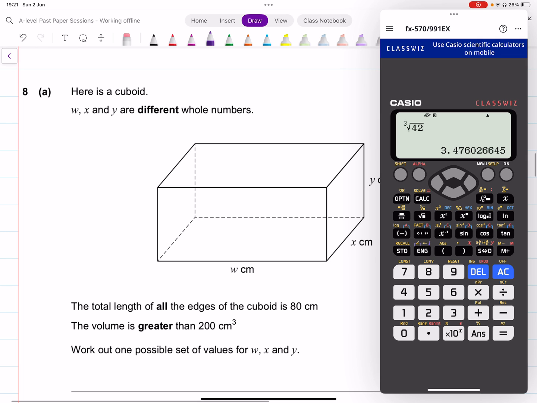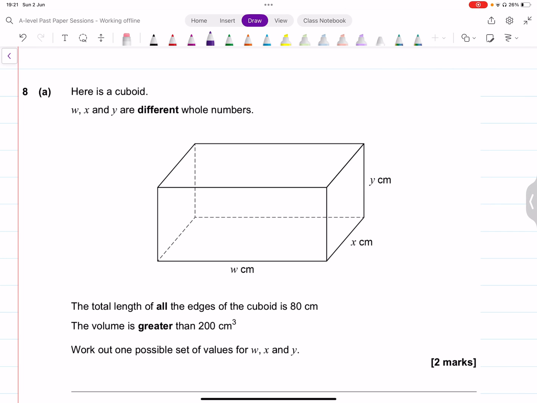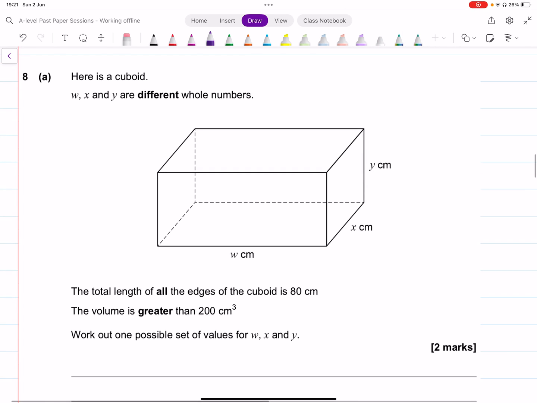Okay, let's move on. Now we've got a cuboid. W, X, and Y are different whole numbers.